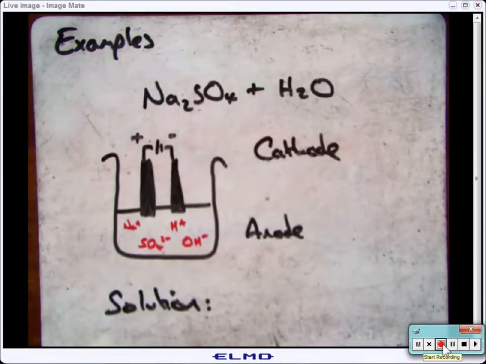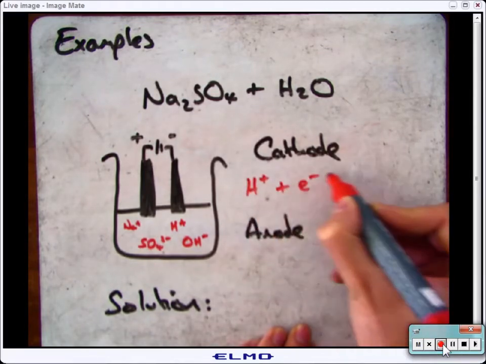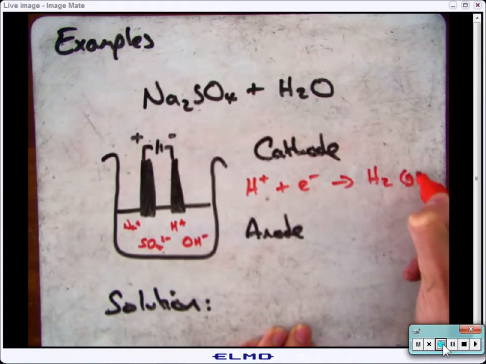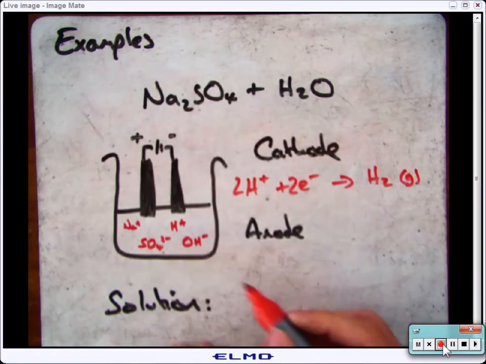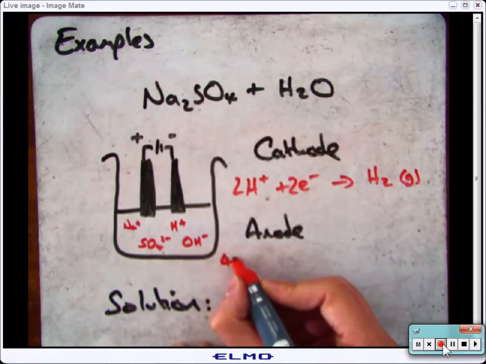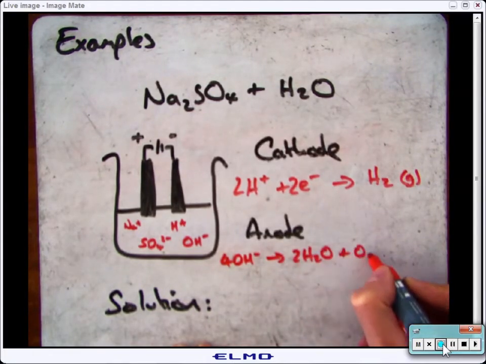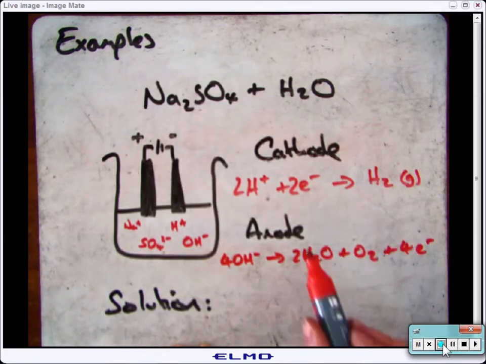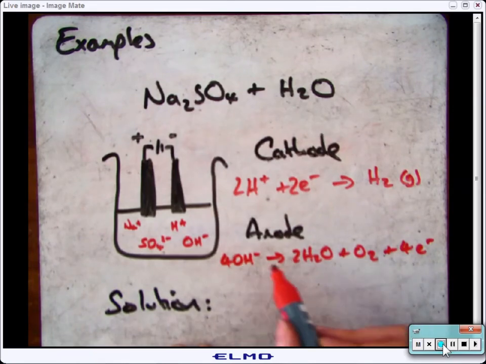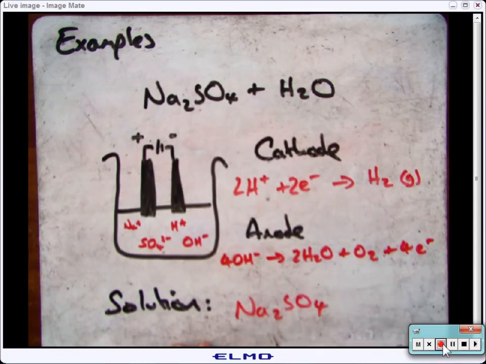And the final one is sodium sulfate and water. At the cathode, in this case, because hydrogen is the least reactive, you get H+ plus e- goes to H2, which is the gas, which will come off, and then balance it. And then at the anode, again, you'll get the hydroxide, so it's 4OH- goes to 2H2O plus O2 plus 4 electrons. And in this case, because hydrogen and OH- have come off, you'll be left with the sodium sulfate still in the solution.